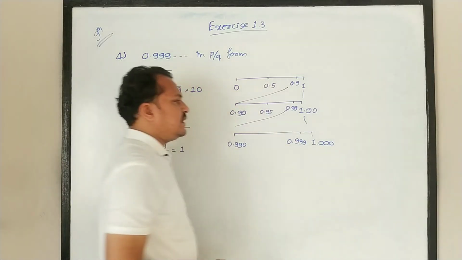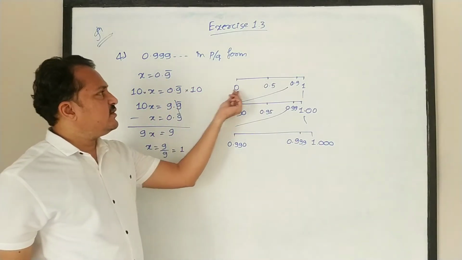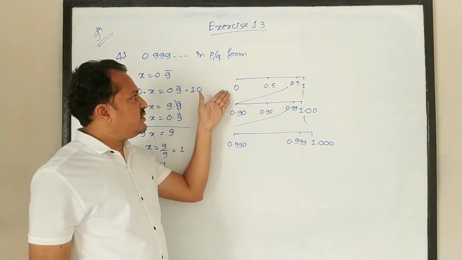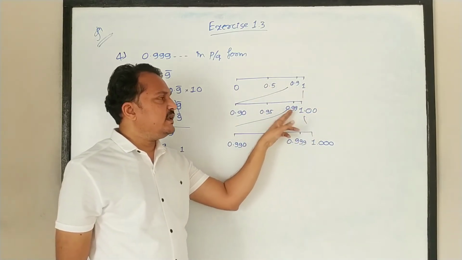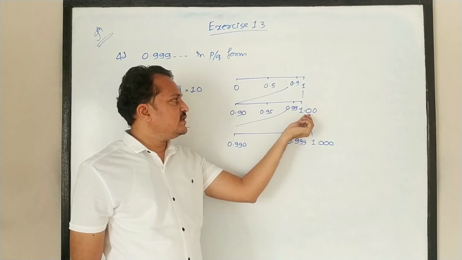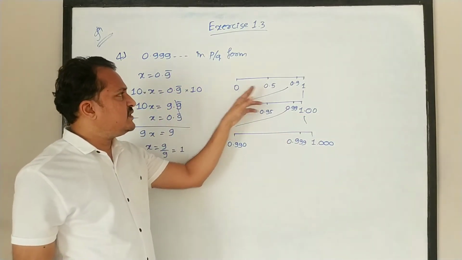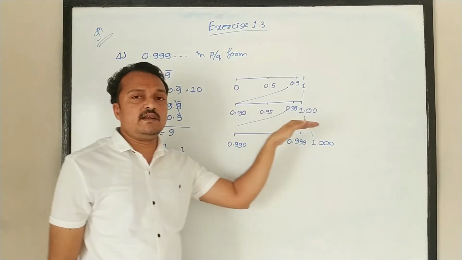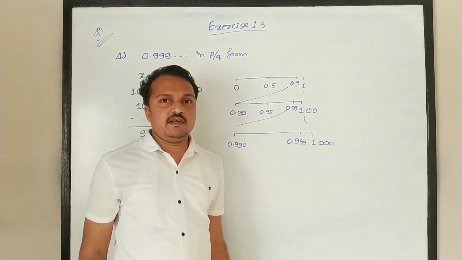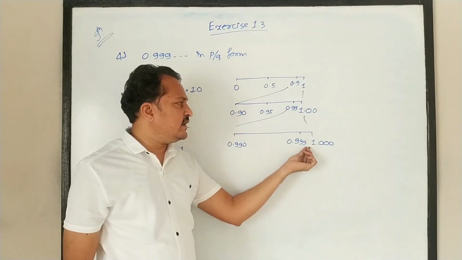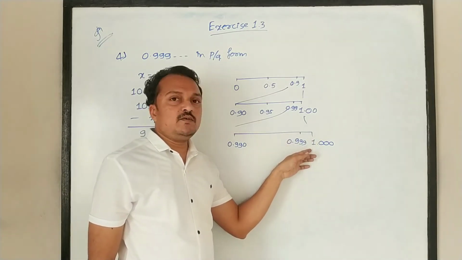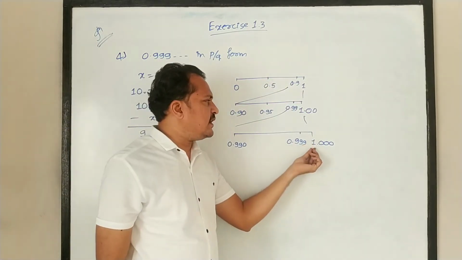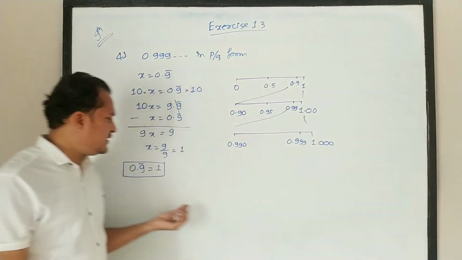Actually it is 0.999. See here, from 0 to 1 we have made 10 parts and 0.9 is here. Then if you make 0 to 1 into 100 parts, then 0.99 is nearest to this 1.00. Next, if you have made 1000 different parts from 0 to 1, then 0.999 is still nearest to that one. In this way, however many more digits you take, 9999, you are reaching nearest to 1. If you consider the infinite number of 9s here, then it is very nearest to 1. Almost it is 1 only. So that is the answer.